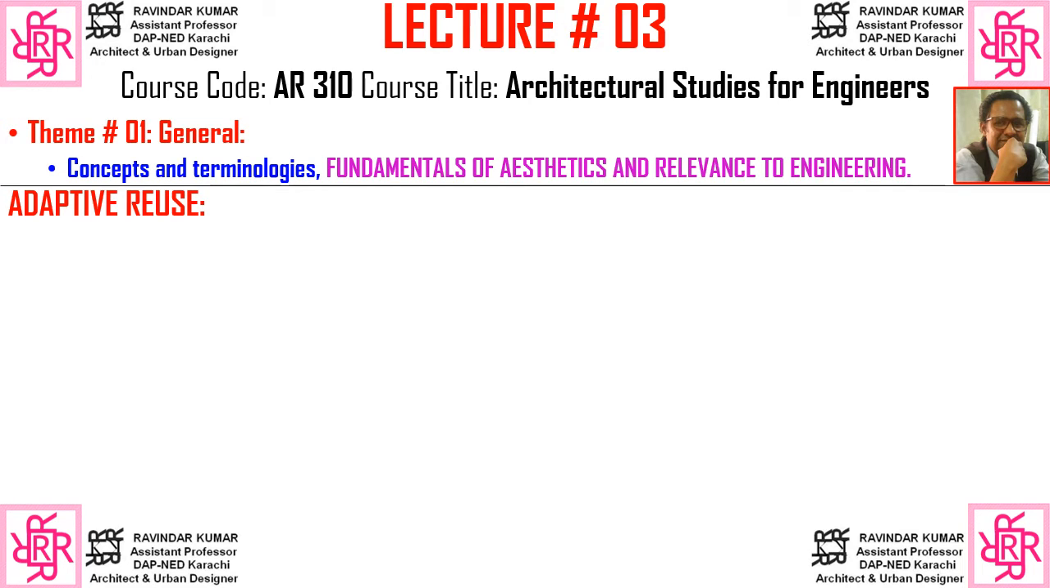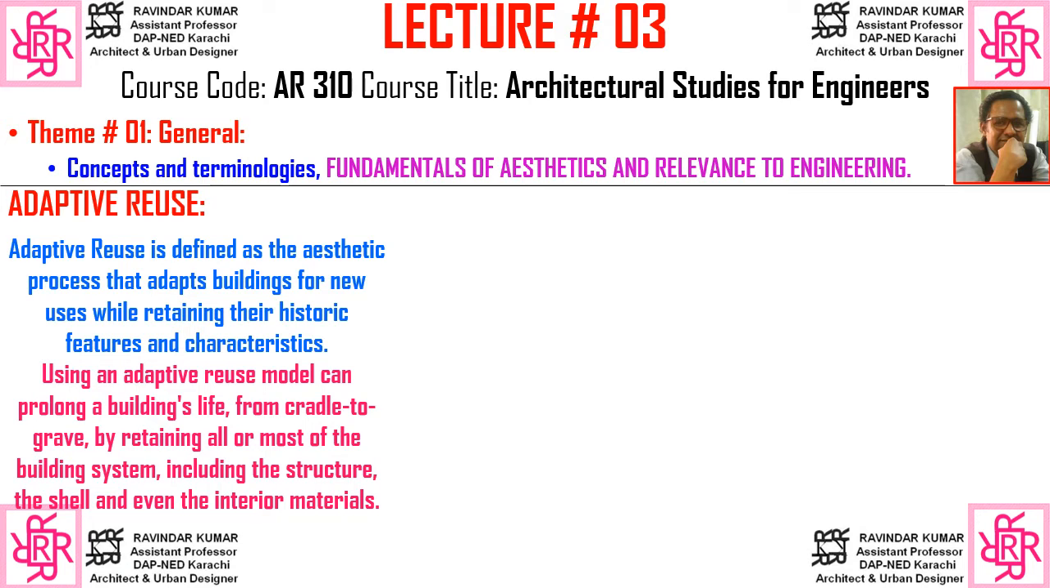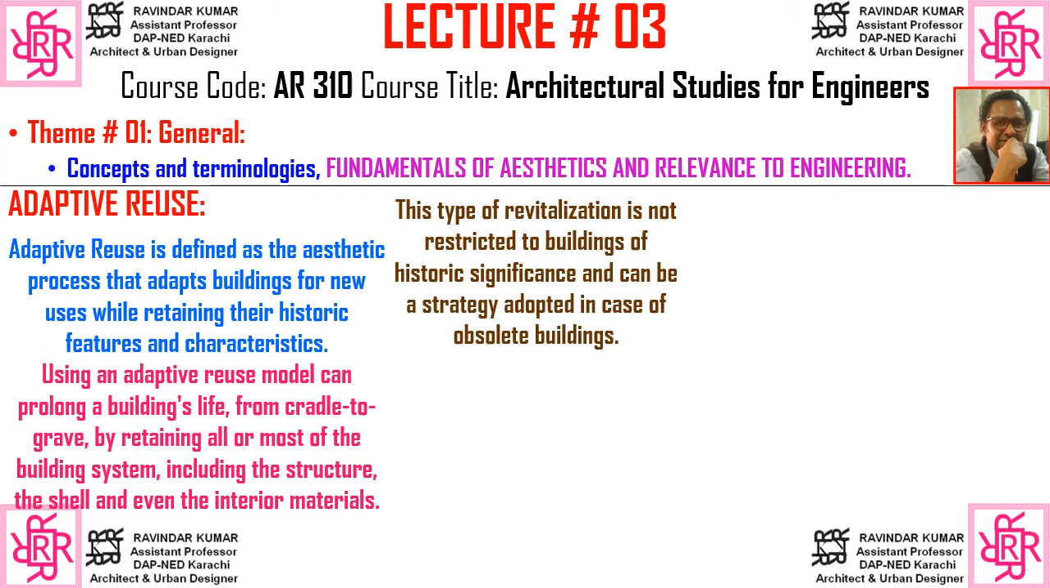Finally, we have the project of adaptive reuse. Adaptive reuse is defined as the aesthetic process that adapts buildings for new uses while retaining their historic features and characteristics. Using an adaptive reuse model can prolong a building's life from cradle to grave by retaining all or most of the building system, including the structure, the shell, and even the interior materials. This type of revitalization is not restricted to buildings of historic significance and can be a strategy adopted in case of obsolete buildings.